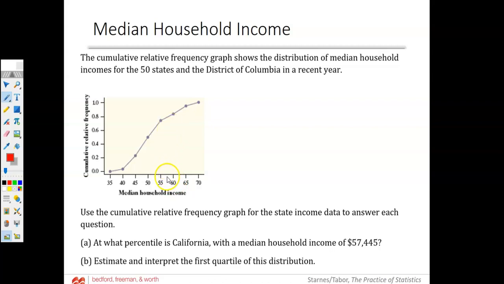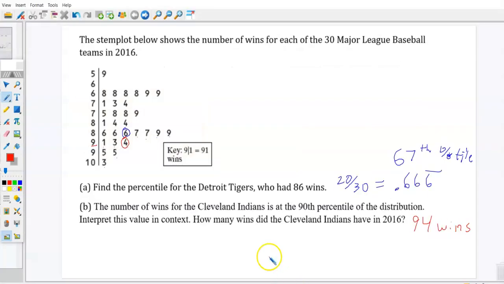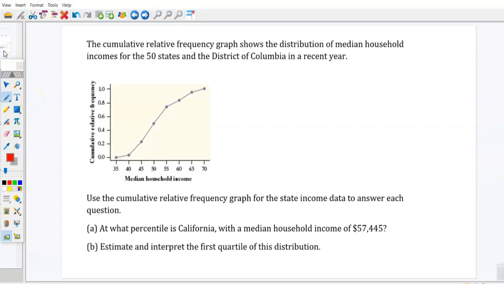55 is right there. I don't know if you go straight up, it looks like, well, let's do this. Let me draw this out here. Let's go to the next slide. Here we go. Okay, so what percentile?